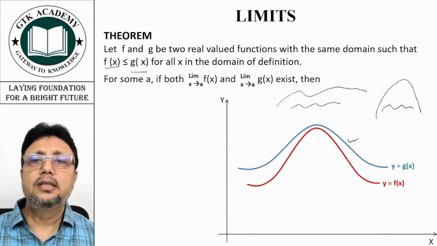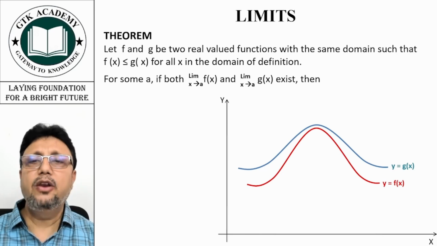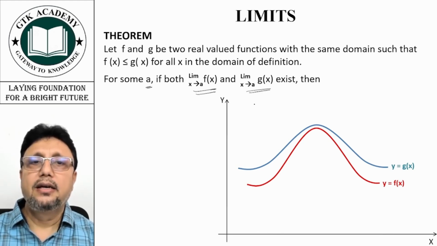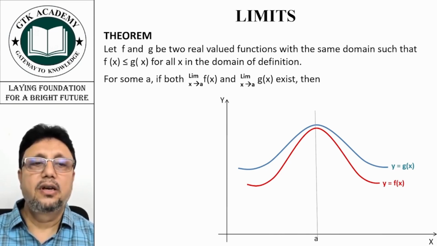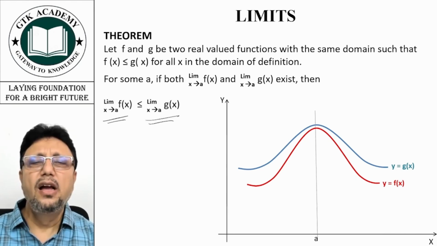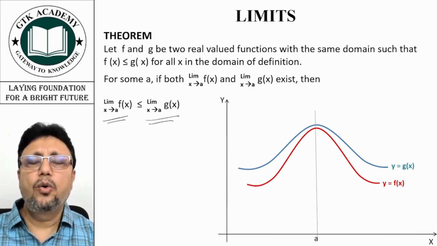So what is being told is that for some value of x, that is a, if both the limits of f(x) and g(x) exist, meaning the limits of both the functions f(x) and g(x) exist at x equal to a, then, say this is a, the limit of f(x) will be less than the limit of g(x). I hope this is very simple. It should be clear. The only thing is that the limit should exist.